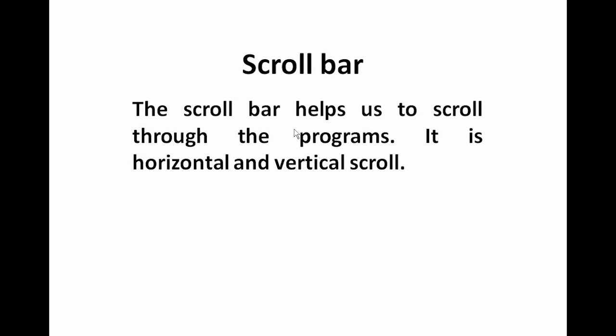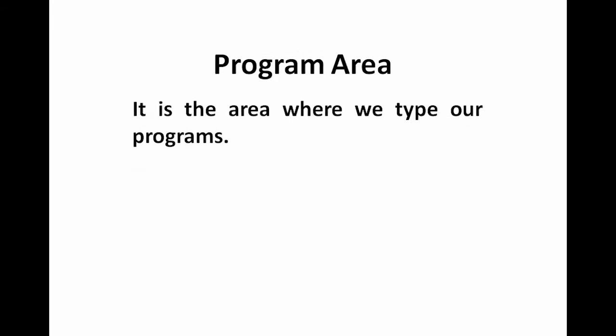Next we have a scroll bar. As I said, there are two types of scroll bar. One is your horizontal and the other is your vertical scroll bar. The scroll bar helps us to scroll through the programs. If you want to go through the programs, either you can go the horizontal way or the vertical way. So this is how you can view the programs that you have written on the program area using scroll bars.